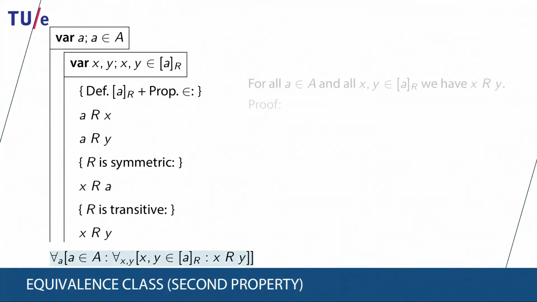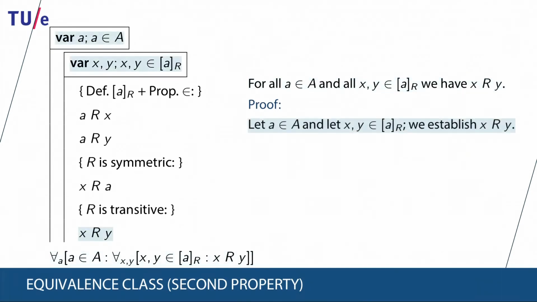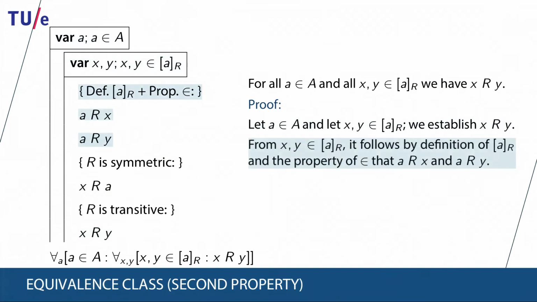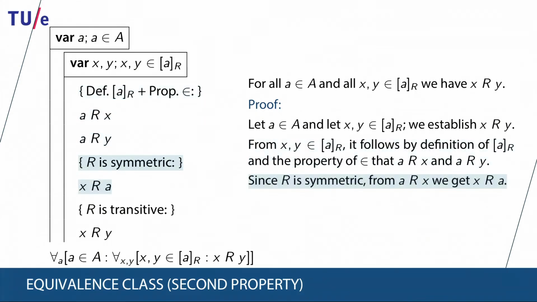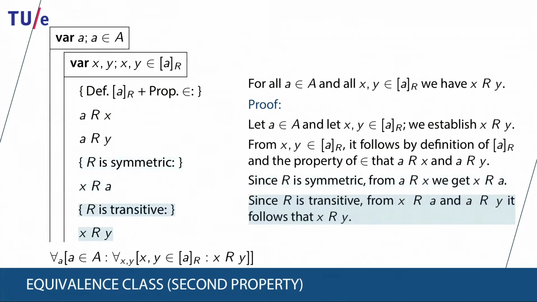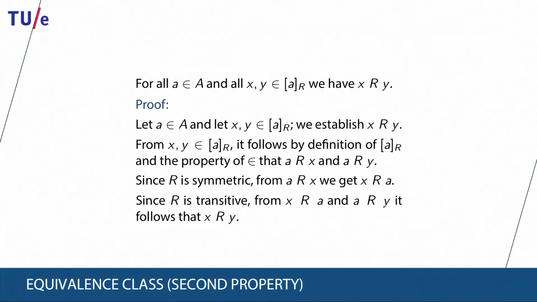The derivation is now transformed into a proof as usual. The proof first declares the appropriate variables, a, x, and y, assuming that x and y are both elements of the R equivalence class of A. Then, the definition of R equivalence class and the property of element of are applied. All this yields XRA and ARY, so we can conclude XRY using that R is an equivalence relation. First, we apply symmetry. Then, we apply transitivity. And here is the proof that every two elements of an equivalence class are related according to the relation that determines the equivalence class.